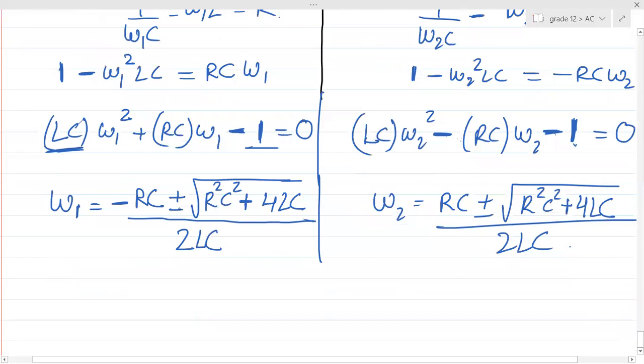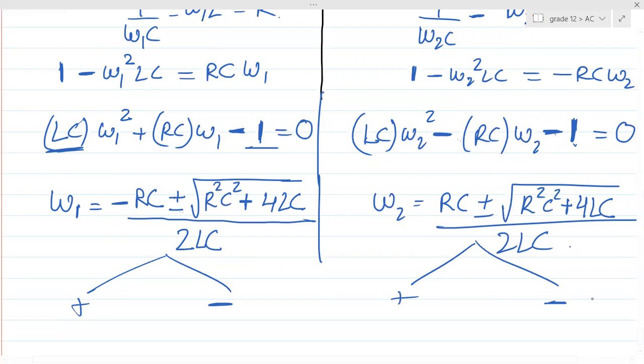And now it has two different values, right? Can you see, guys, two different values? One value will be with plus sign, and one value will be with minus sign. Right or wrong, guys? But can you see over here in the under root thingy, is it greater than RC? Can you see it is R square C square plus something under root? So this under root thingy will always be greater than RC, right?